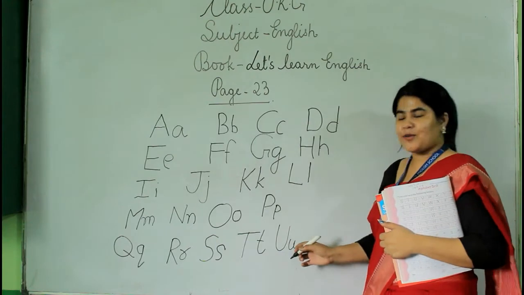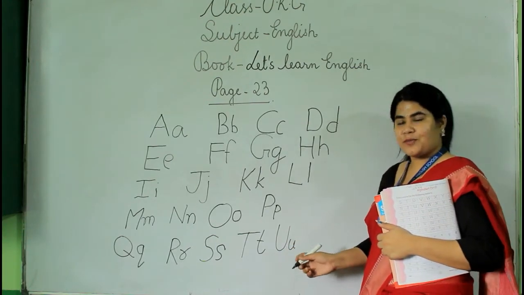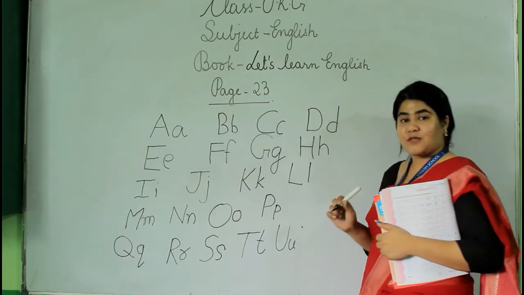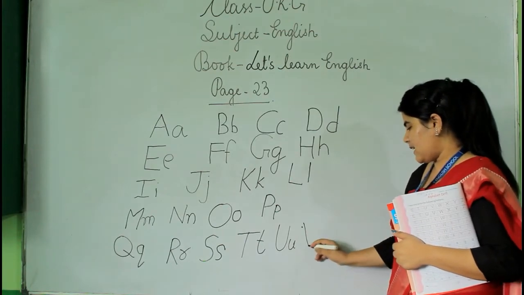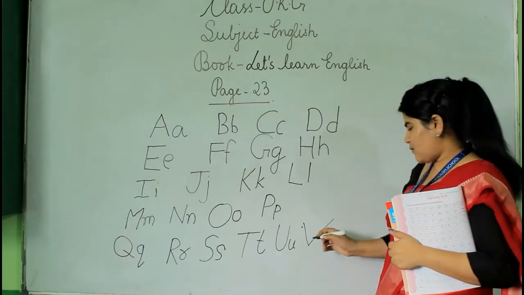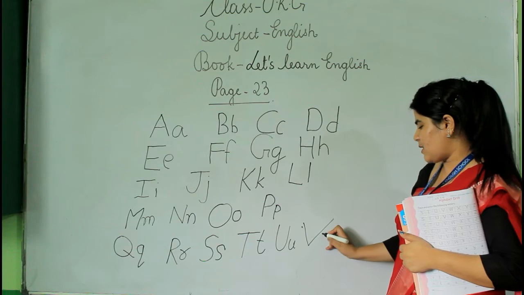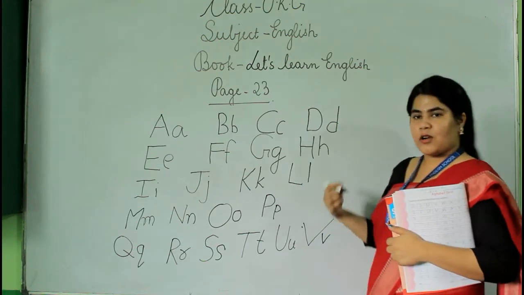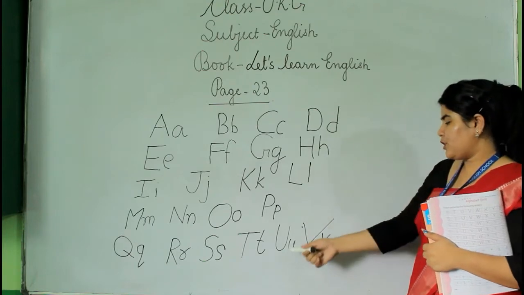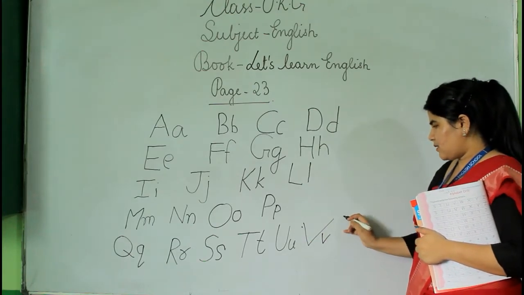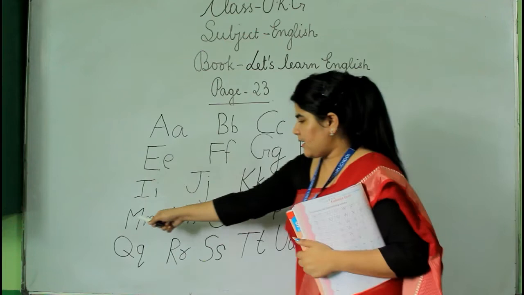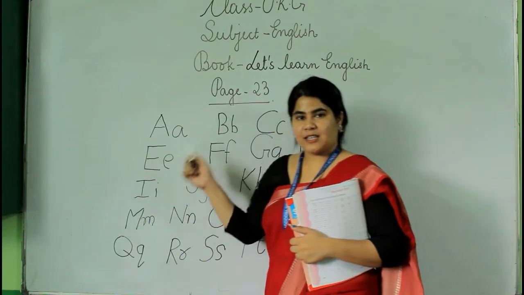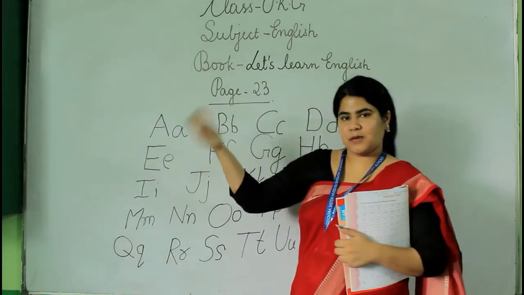So now, what comes after U? It's V. It is very easy. Slanting, slanting. In this way, you will make it, and again for small letter in this way. Alright. Now, move on to letter W. U, V, W. Just like M. Here M is written in this way, and W you have to do just opposite, okay?